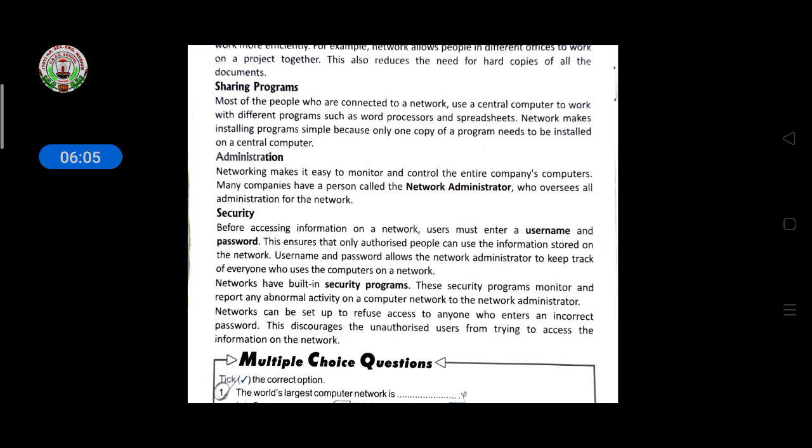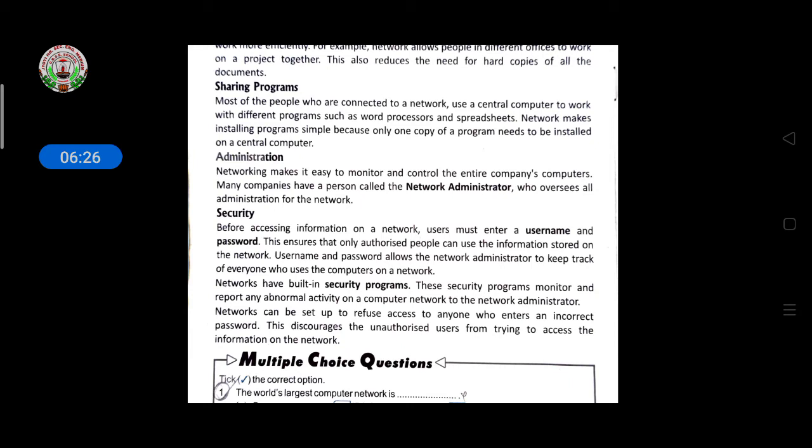Then security. Before accessing information on a network, the user must enter a username and password. So these ensure that only authorized people can use the information stored on a network. Username and password allow the network administrator to keep track of everyone who uses the computers on a network.